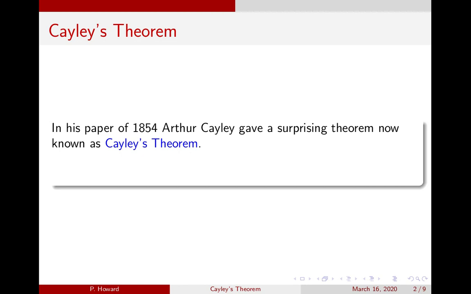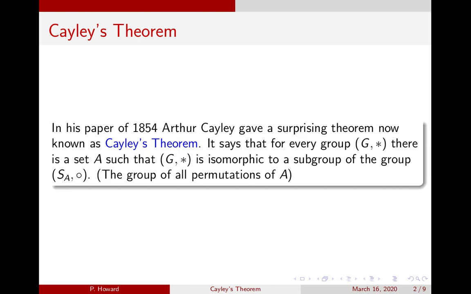A little bit of history. Cayley's theorem first appeared in 1854, proved by Arthur Cayley, now known as Cayley's theorem. And here's what it says. For every group G star, there is a set A such that G star is isomorphic to a subgroup of the group of all permutations of A.